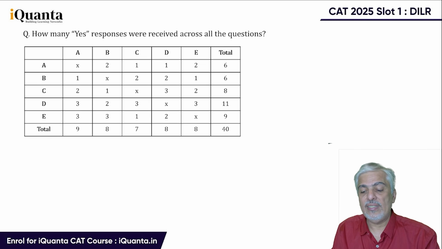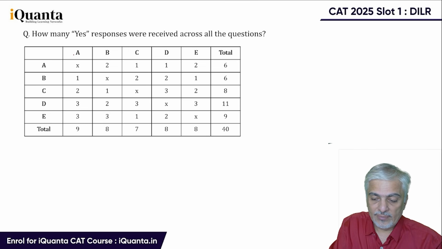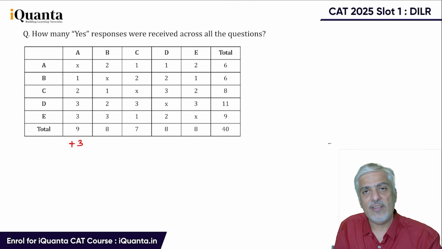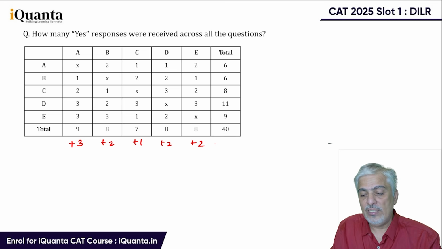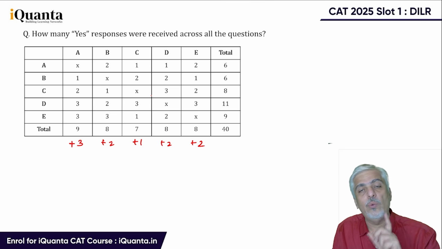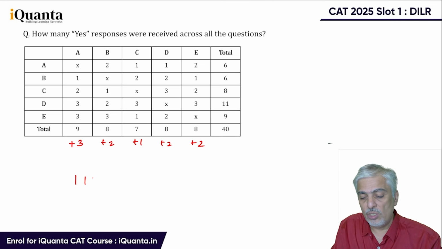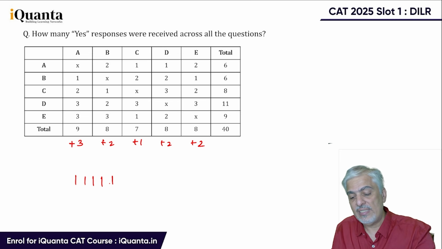And how many yes responses were received across all? Instead of counting all of them, what was the logic I had told you? Wherever there is 9, that column had 1, 3 extra. Everybody had a 1, 2, 3. 9 had 3 extra. This had 2 extra. This had 1 extra. This had 2 extra, and this had 2 extra. That means only one column had 1 extra. 5 of the columns had 5 ones, and column C had 1 extra 1.